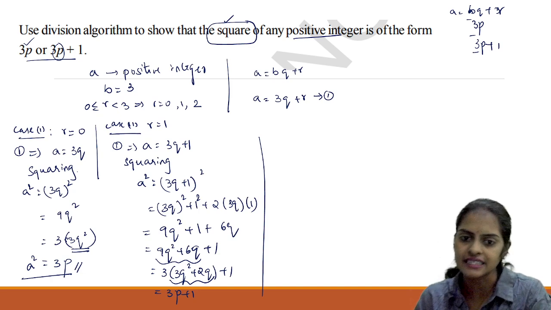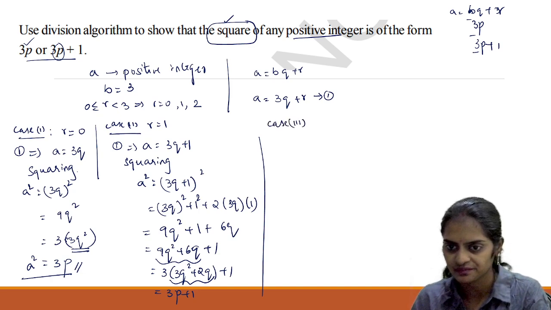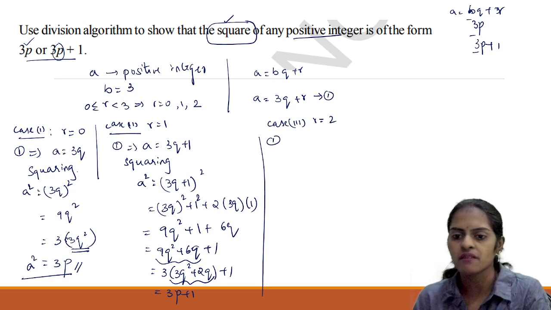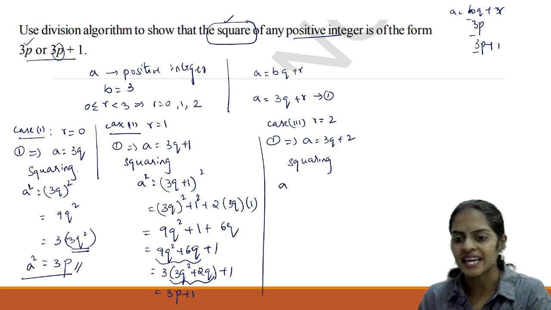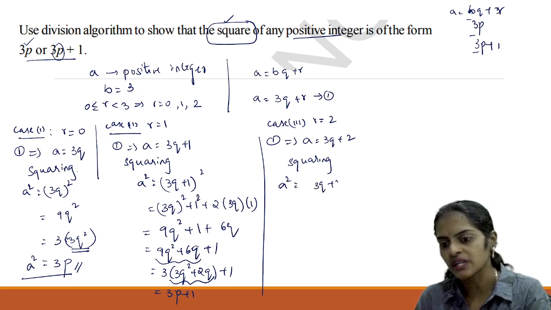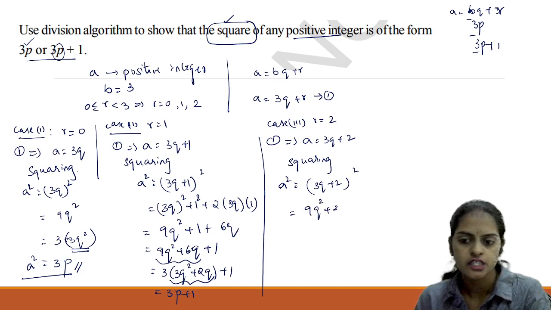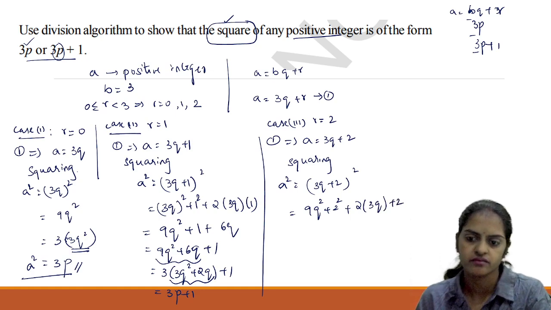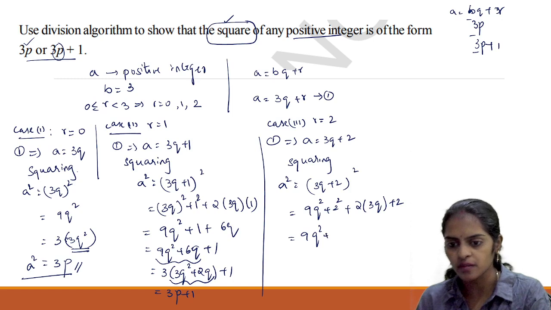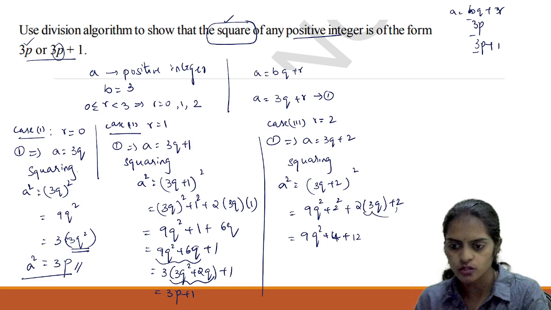So let us see case number 3. r equal to 2. So our first equation will become a is equal to 3q plus 2. Squaring this, we get a square equal to 3q plus 2 the whole square, or simply 9q square plus 2 square, which is 4, plus 2ab. So this I can write as 9q square plus 4 plus 12q, since 2 threes are 6, and 6 twos are 12q.